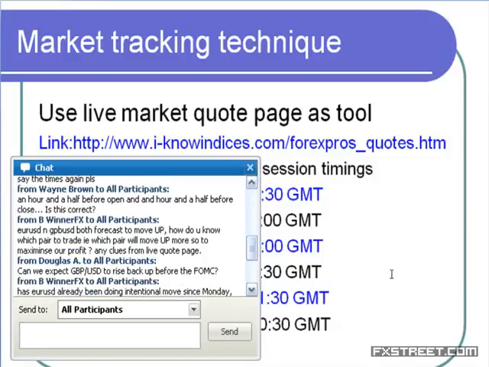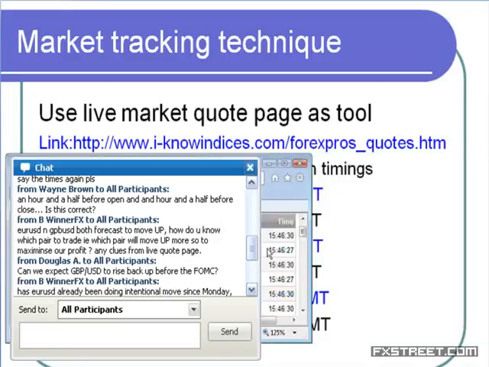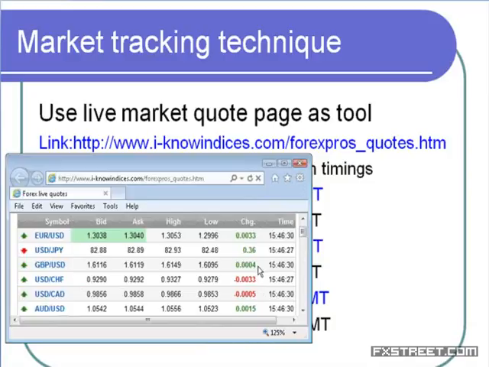Then from Winner FX, Euro USD and GBP both forecast to move up. How do you know which pair to trade? That is, which pair will move up more so that you maximize the profit? Any clues from this live? Yes, we will be able to get the clues from the live market quote page, as I explained, that whichever pair is making the more positive net change is expected to move first.